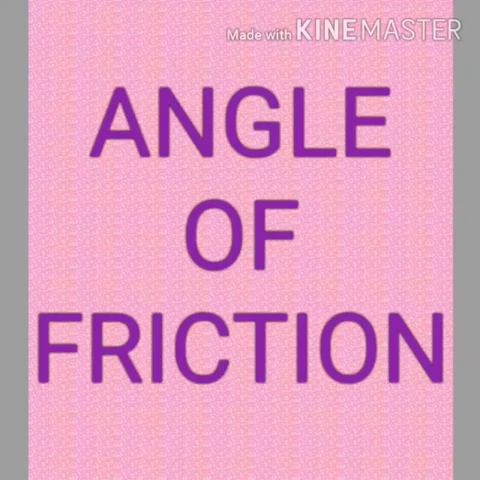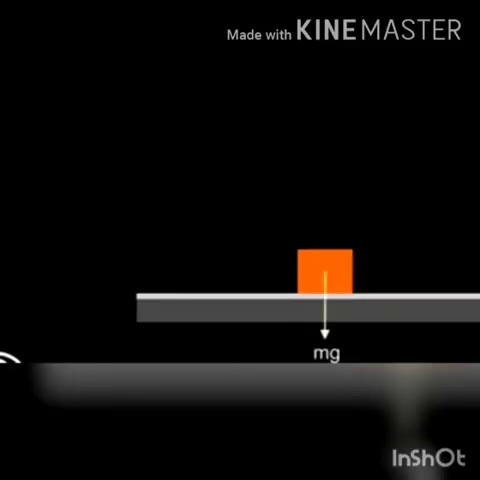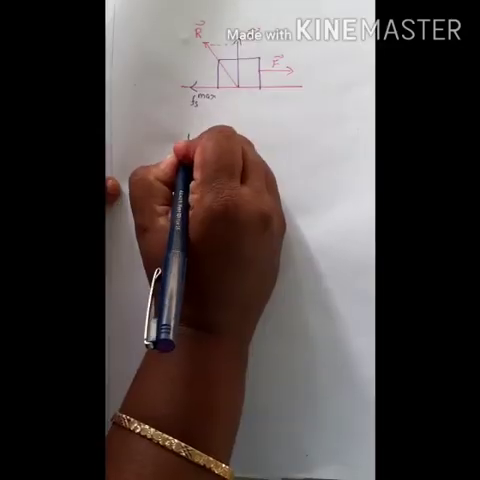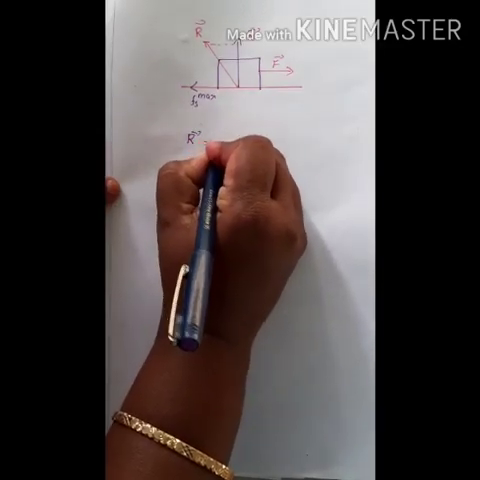The next one, angle of friction. Let us consider an object placed on the surface. The gravitational force acts in the downward direction. The normal force acts in the upward direction. The frictional force acts in the opposite direction. The angle of friction is defined as the angle between the normal force and the resultant of the normal force and the maximum friction force, F_s maximum. R is the resultant force.